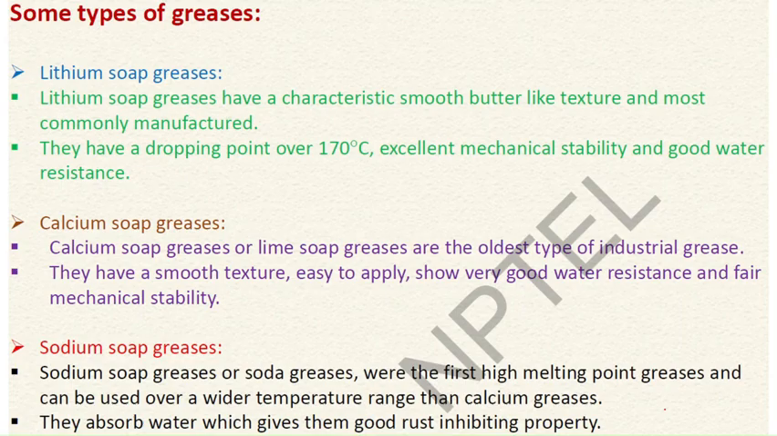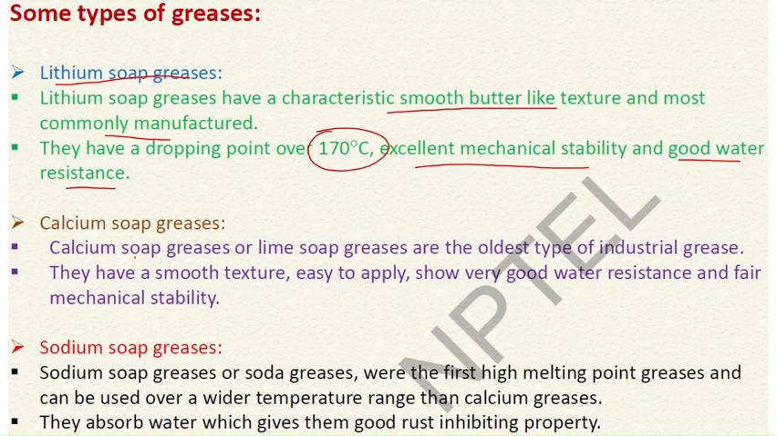Coming on to types of greases. There are mainly three types of greases. One is the lithium soap greases. They are becoming very popular nowadays. They have a characteristic smooth, butter-like texture and are the most commonly manufactured. They have a very high dropping point of 170 degrees C, excellent mechanical stability and good water resistance.